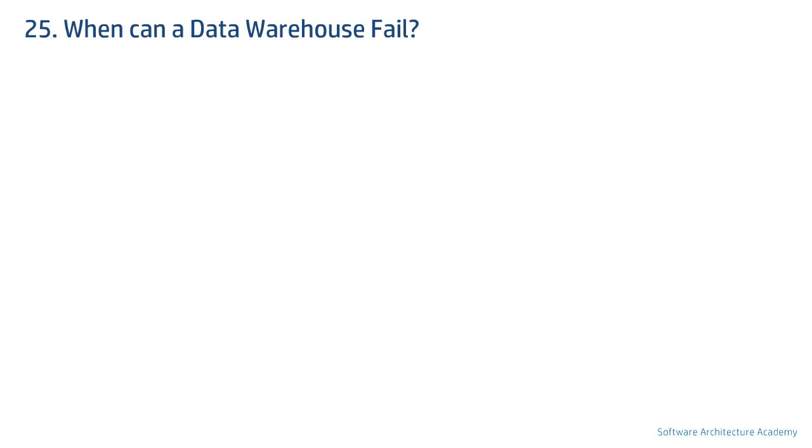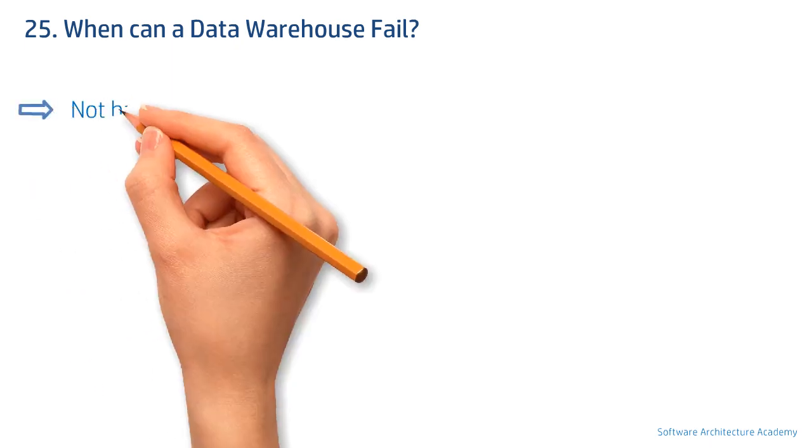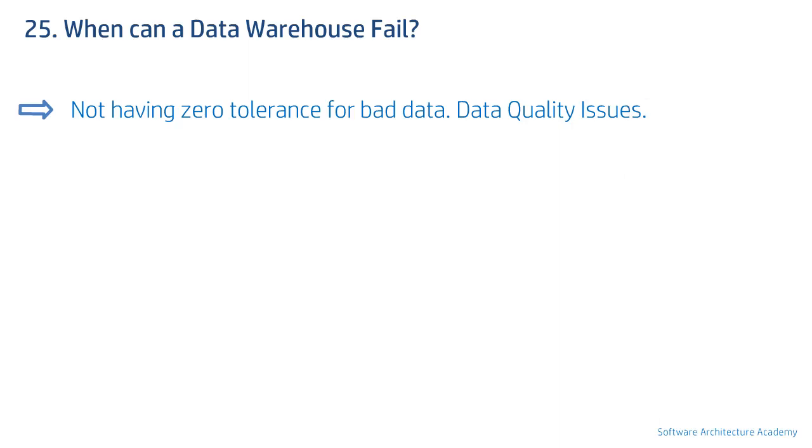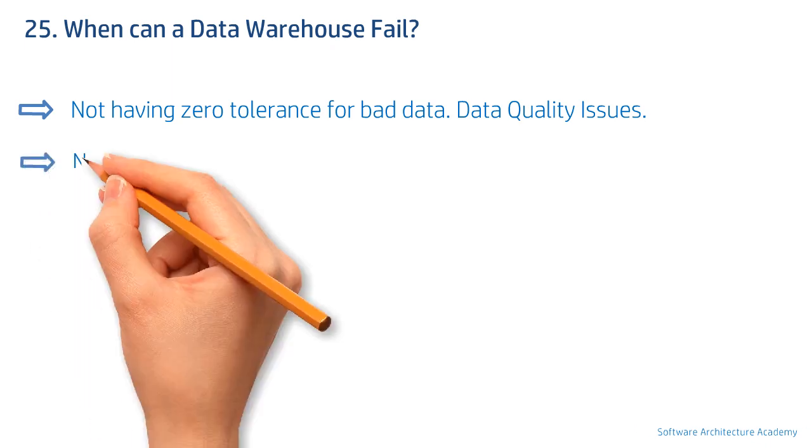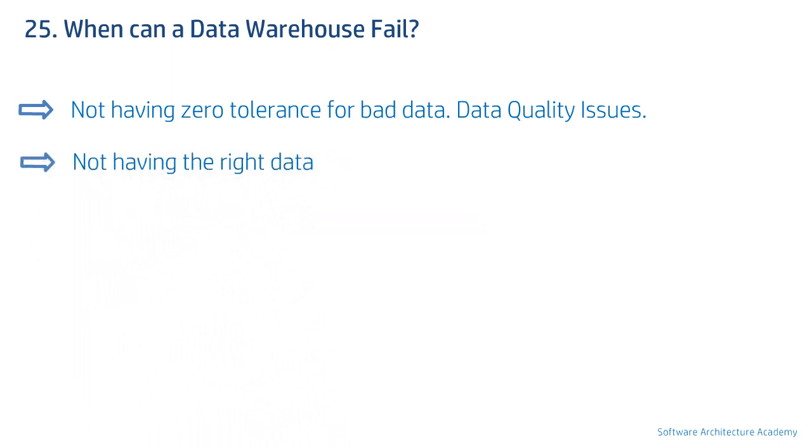So to answer this, number one reason why data warehouses fail is bad data. It is mostly a result of not having a data culture. Every data quality issue should be detected and fixed promptly. Next, if users are not getting the right data, they won't be using the system at all.